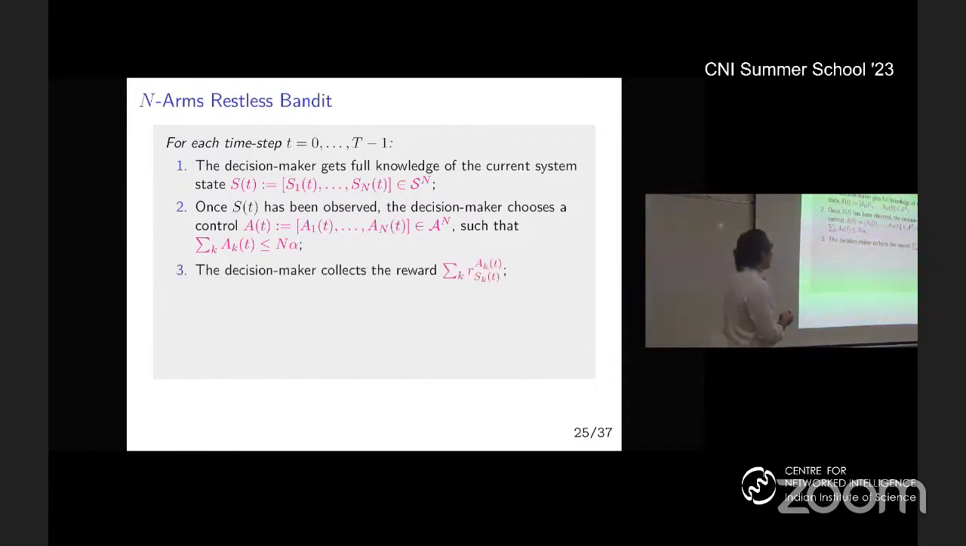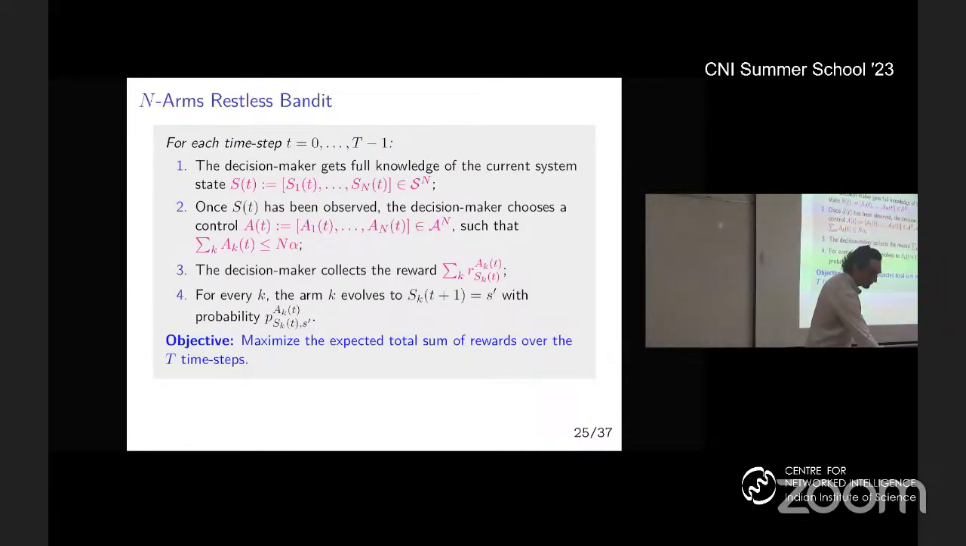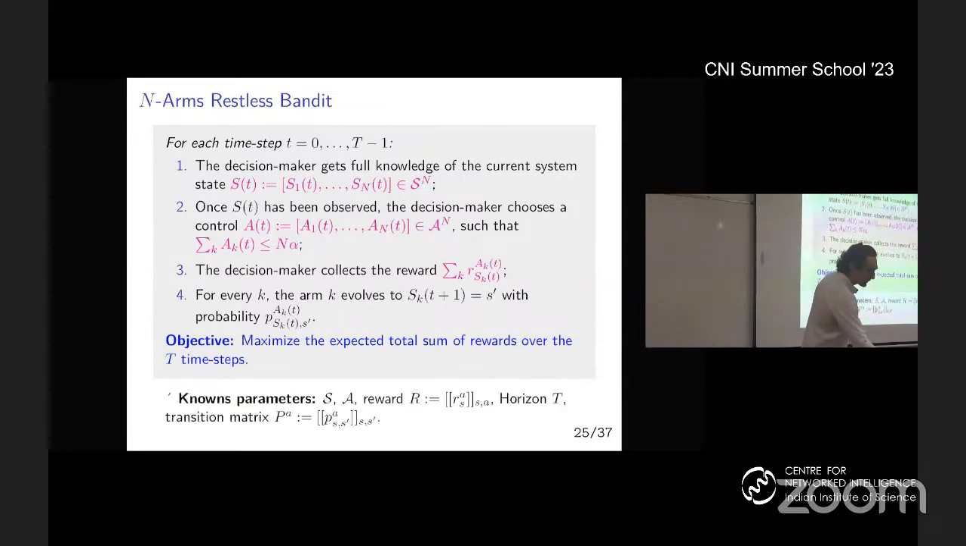The decision maker collects the reward for every arm and is interested in maximizing the sum. Finally, as I said, when the action is fixed, the probability that S_k at time t+1 is equal to S' depends only on its own transition probability and on its previous state. The goal is to maximize the expected total sum of rewards over the T time steps. And we know everything.